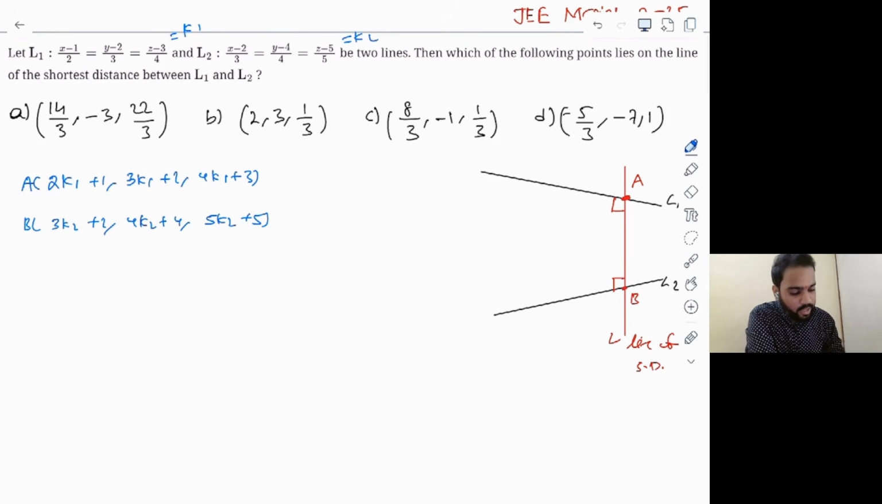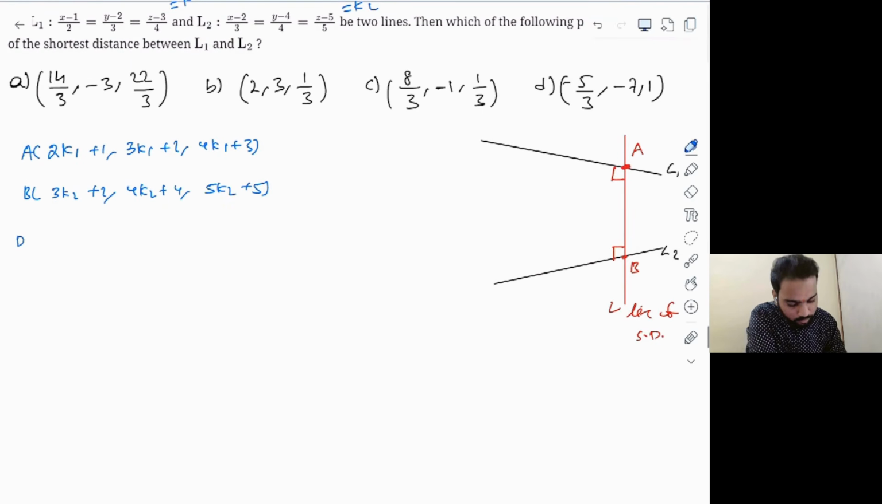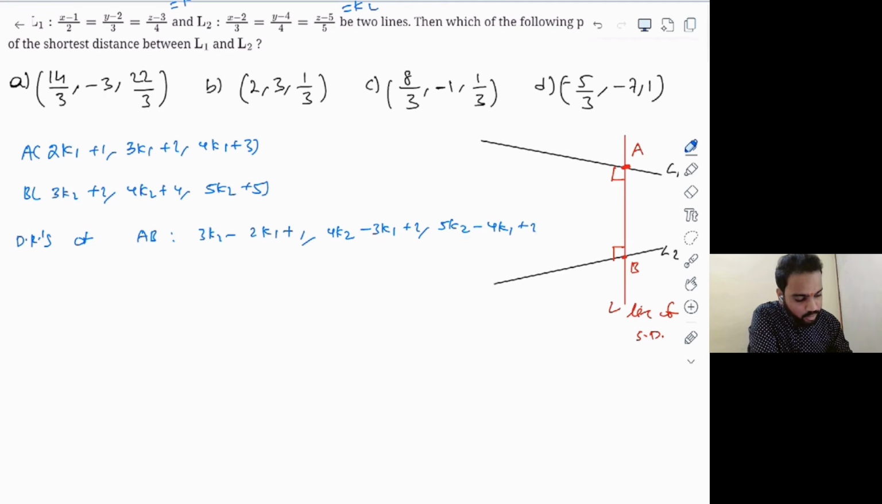Now here, my idea is to find out the DRs of the line AB. But we know very well how to calculate the DRs of the line joining 2 points, right? We simply subtract the coordinates, right? So let's try to subtract and see what we get. So DRs of AB are nothing but 3K2 minus (2K1 plus 1), comma, similarly, 4K2 minus (3K1 plus 2), comma, this will be 5K2 minus (4K1 plus 2). So we have got the DRs of the line AB.